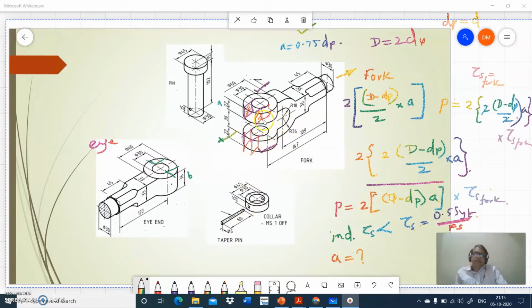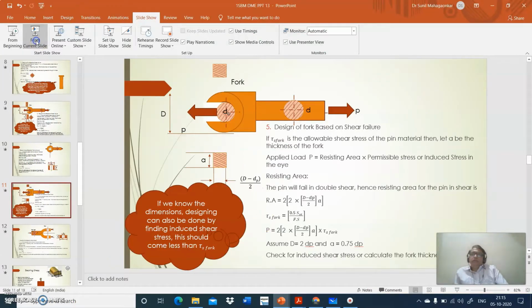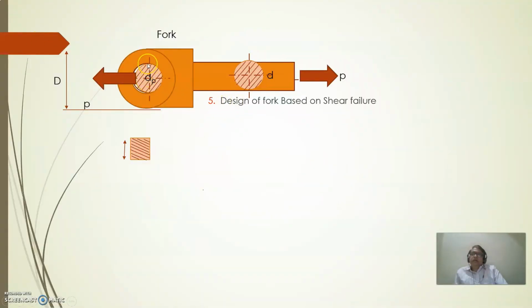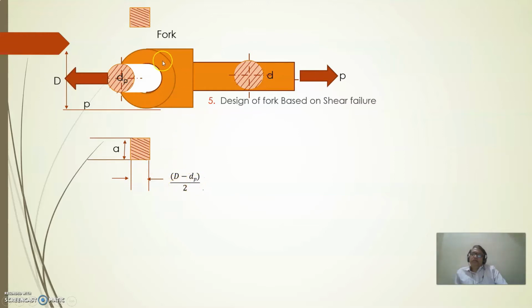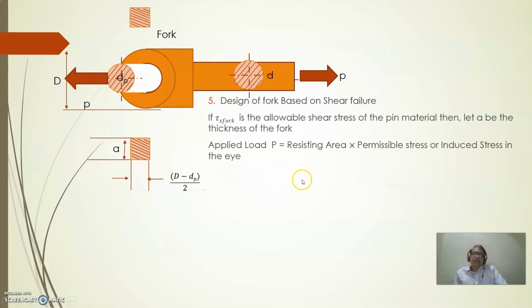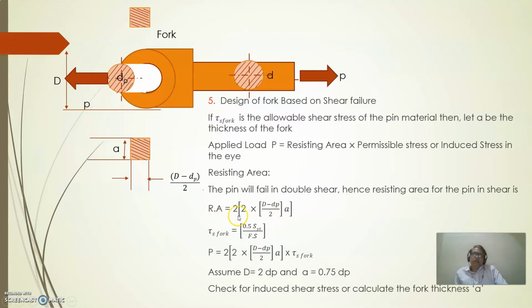So whatever I have discussed here, the same thing I can show on the PPT. Here the fork and the pin are shown, with the force P applied at both ends, and if the pin is stronger than the fork, it will shear at this point. So the area I have shown here is (D minus dP) upon 2, where D is the outer diameter of the fork and dP is the inside diameter. This is the resisting area, and you will get it twice. So the resisting area is equal to twice of (D minus dP) upon 2 into A, right? This I have already shown.